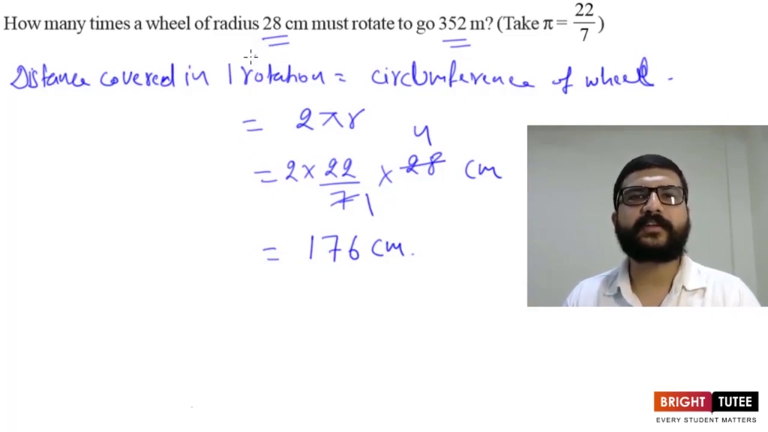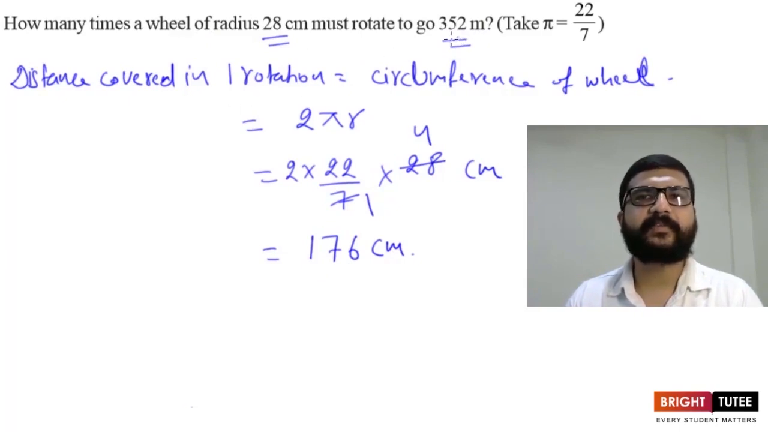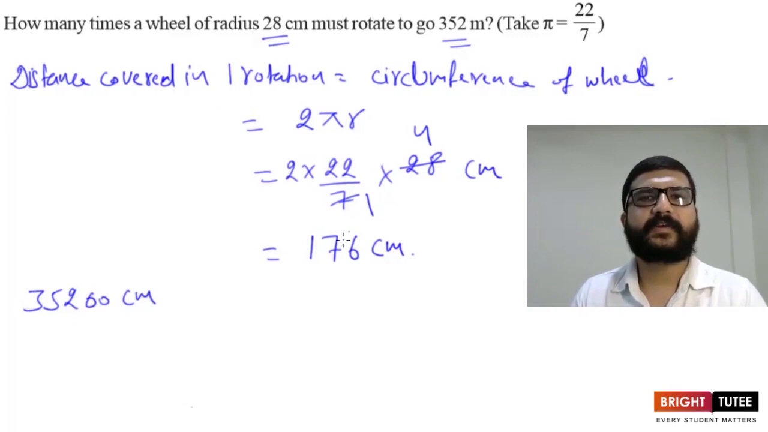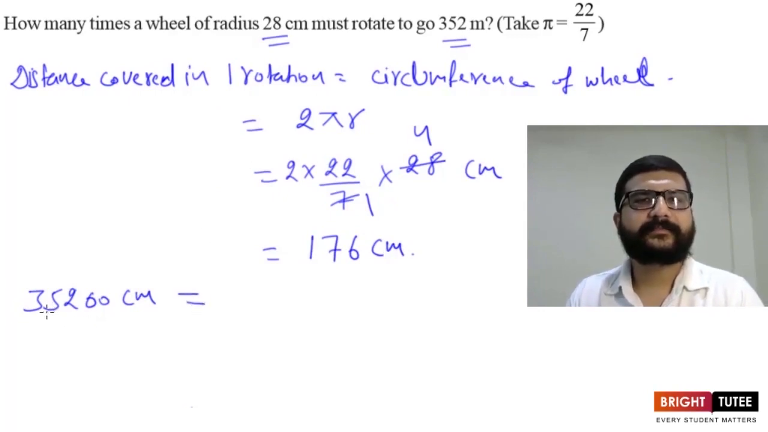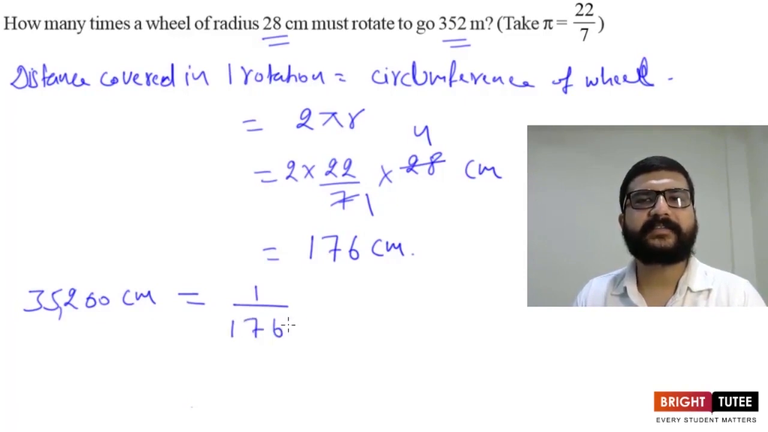So how many times will it rotate to cover 352 meters? 352 meters means 35,200 centimeters. As we have seen here, 176 centimeters means one rotation. So therefore 35,200 centimeters means 1 upon 176 into 35,200. These many rotations.